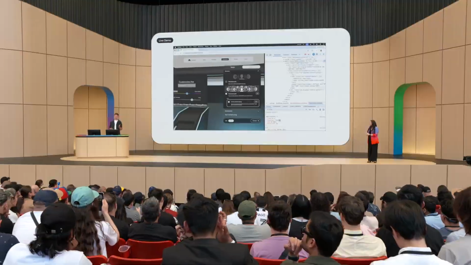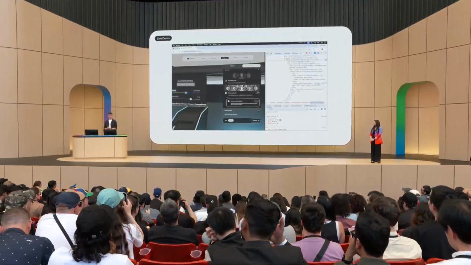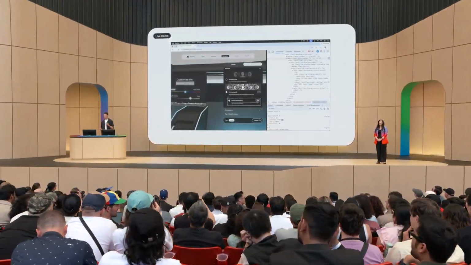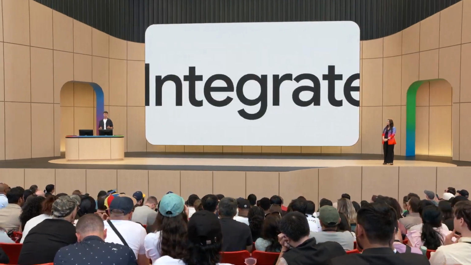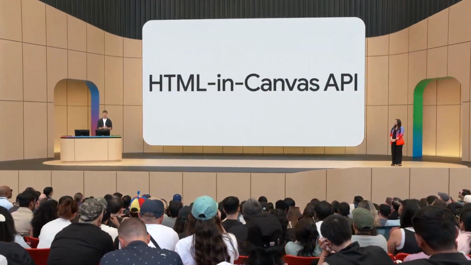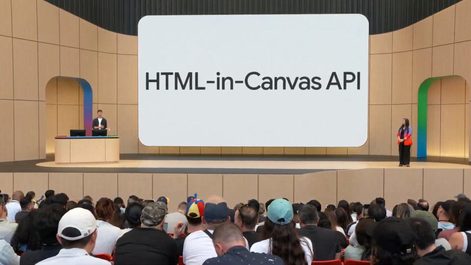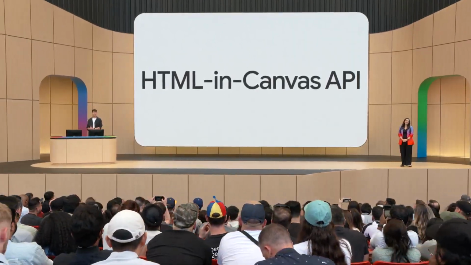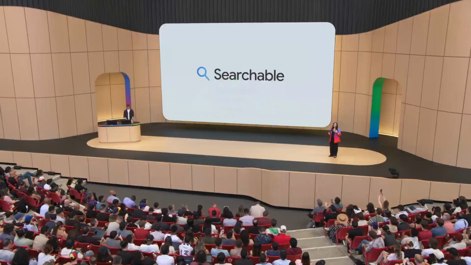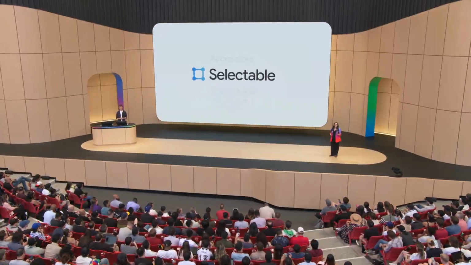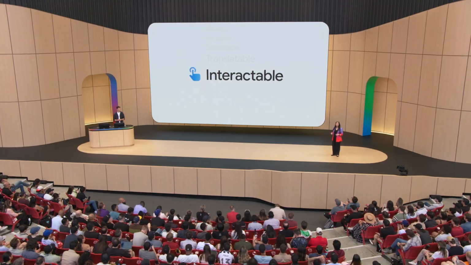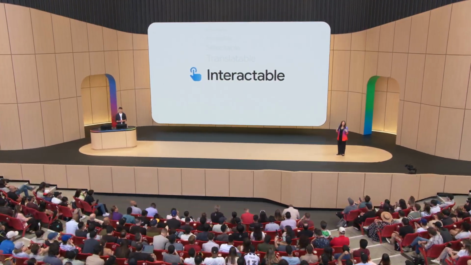The new HTML and Canvas API now does the impossible. With this, you can now integrate real DOM elements directly into your Canvas environment. Now, you no longer have to choose between visually complex and stunning or interactable and accessible. Exactly. Because it's part of the DOM, every element in your canvas is now searchable, accessible, selectable, translatable, and interacts with your built-in browser features like autofill.